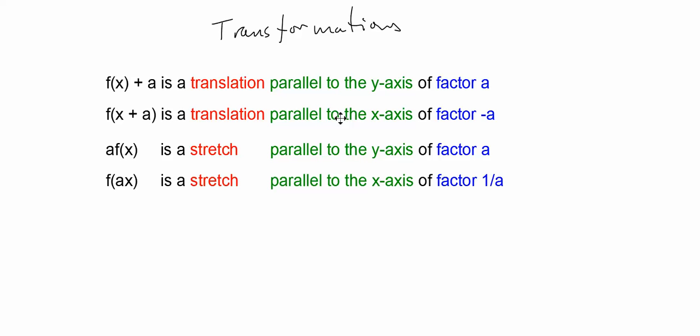So the curve goes in the opposite direction to the sign of the factor. A f of x is a stretch parallel to the y-axis of factor a, and f of ax is a stretch parallel to the x-axis of factor 1 over a. So f of 2x then is a stretch of factor a half. If you want a stretch of factor 2, you need f of a half x. That will be a stretch of factor 2.